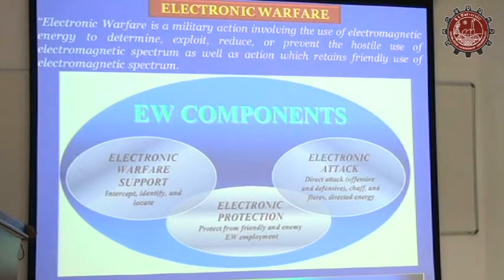Then electronic protection. Under jamming conditions also, the system has to work. That means to protect from friendly and enemy EW employment. This is electronic protection. We are developing the antennas mainly for electronic warfare support measures and electronic attack measures.